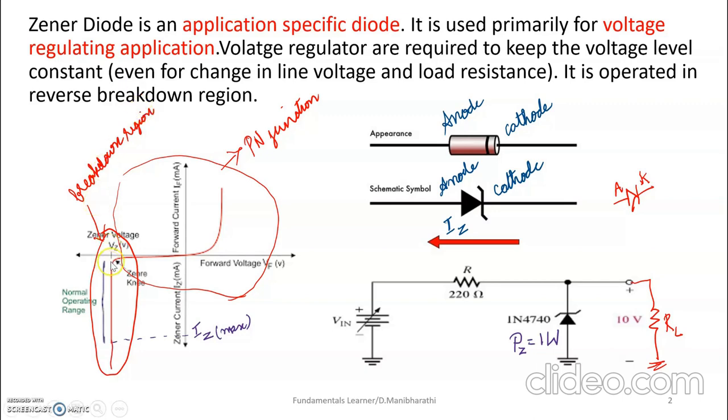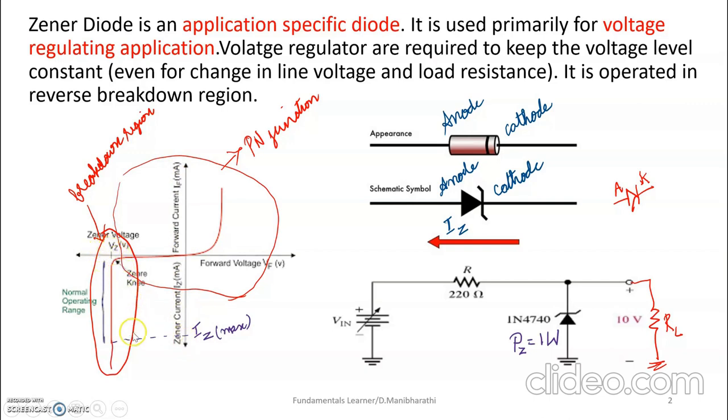What is special in the breakdown region? If you take an ordinary p-n junction diode in the breakdown region, it gets permanently damaged. But if you look at this Zener diode, it can withstand the breakdown region, right? If you observe the characteristic closely, the x-axis is your voltage and the y-axis is your current, right?